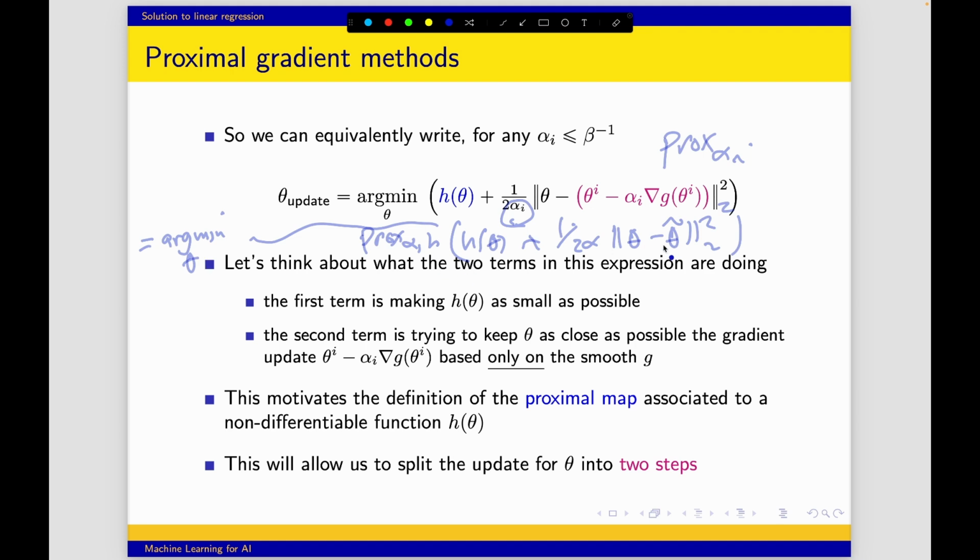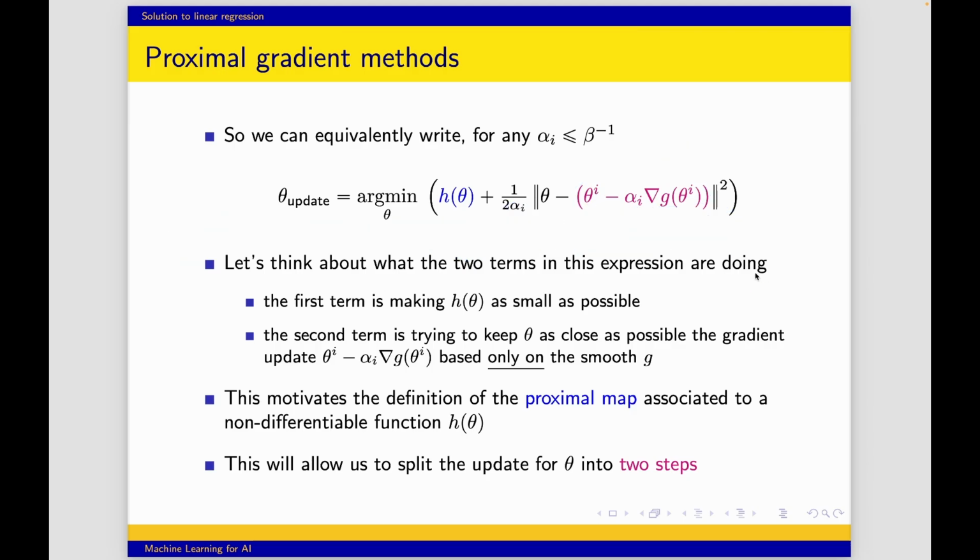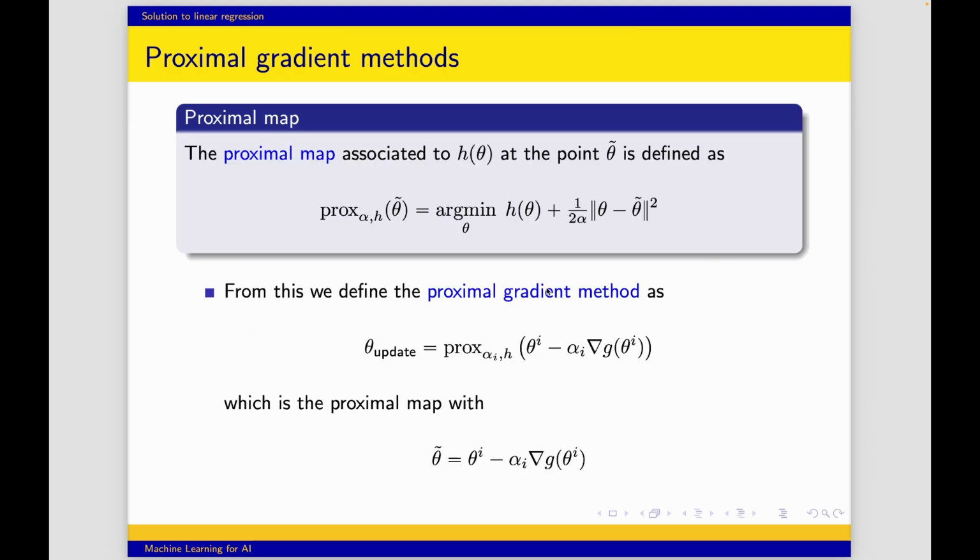So if we compare this general definition to this, this is prox alpha I, because we're using alpha I for alpha, h, our function h, evaluated at theta tilde. So this is prox at theta tilde, right? What's our theta tilde? It's this thing here. Theta minus theta tilde all squared. So it's theta I minus alpha I gradient of g at theta I, right? So this is what our update rule is going to be.